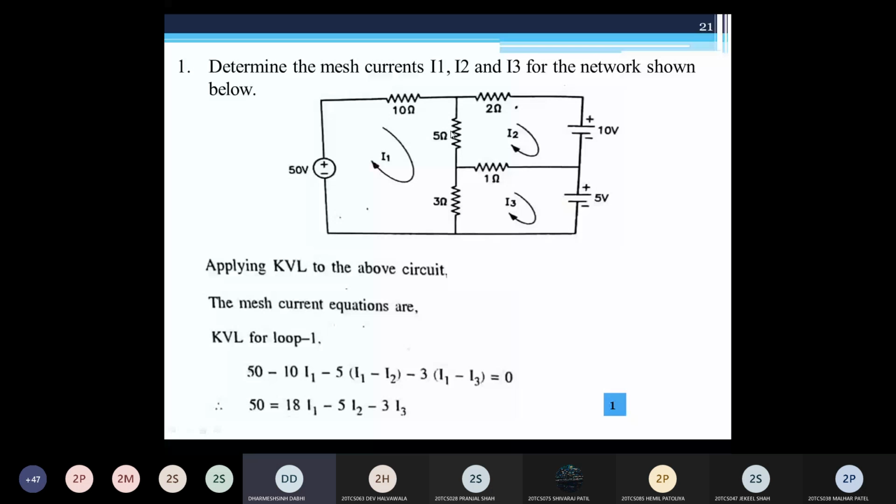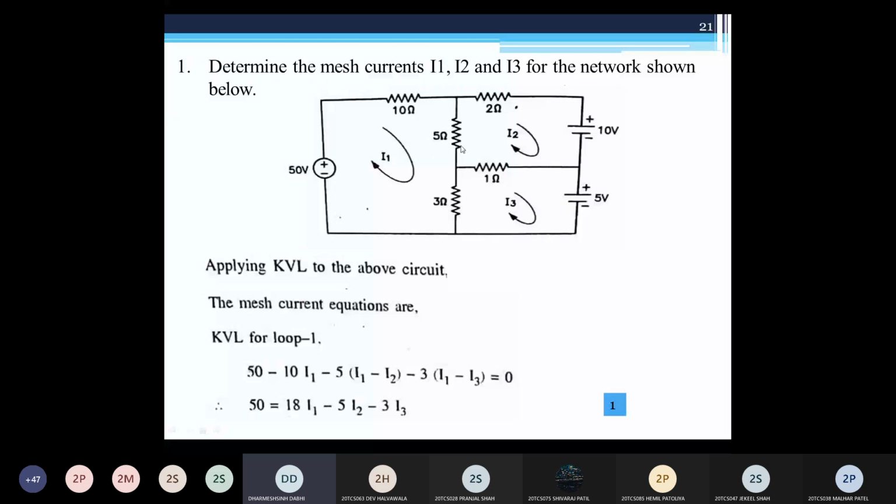Same way here there is a 5 ohm resistance. So how much current is flowing into this 5 ohm resistance? Because the 5 ohm resistance is common between loop 1 and 2. Clear? So I1 current is flowing from this terminal to this terminal in this 5 ohm resistance, and current I2 is flowing from lower terminal to upper terminal.